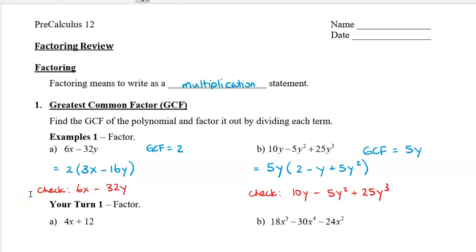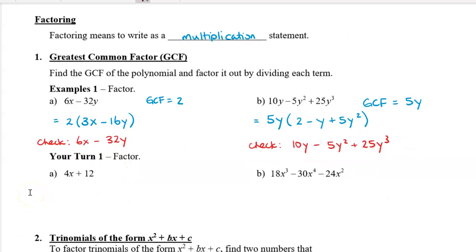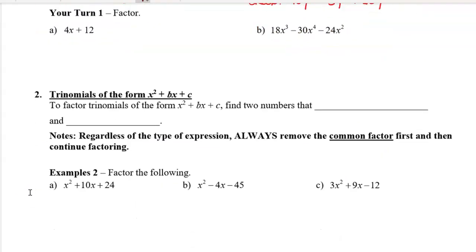All right, let's take a look at the next type of factoring technique. If we have a trinomial, which is 3 terms, and it looks like this form here, x squared plus bx plus c, then to factor something like this, we want to find two numbers that multiply to the c, which is our constant number. And those same two numbers have to add to b, which is our middle coefficient with the x.